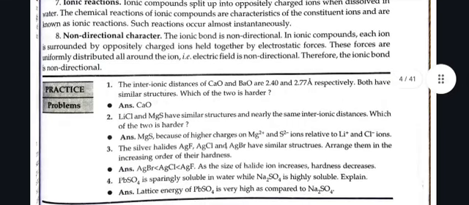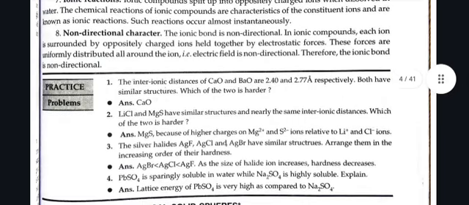Non-directional character. The ionic bond is non-directional. In ionic compounds, each ion is surrounded by oppositely charged ions held together by electrostatic forces. These forces are uniformly distributed all around the ion, that is, the electric field is non-directional.